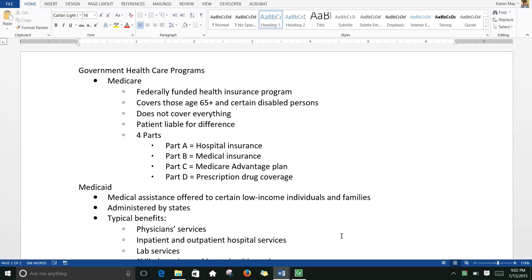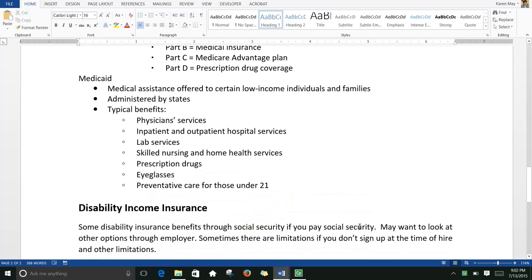The next one is Medicaid. Medical assistance offered to certain low-income individuals and families. It is administered by the state. Typical benefits are physician services, inpatient and outpatient hospital services, lab services, skilled nursing and home health services, prescription drugs, eyeglasses, and preventative care for those under 21.